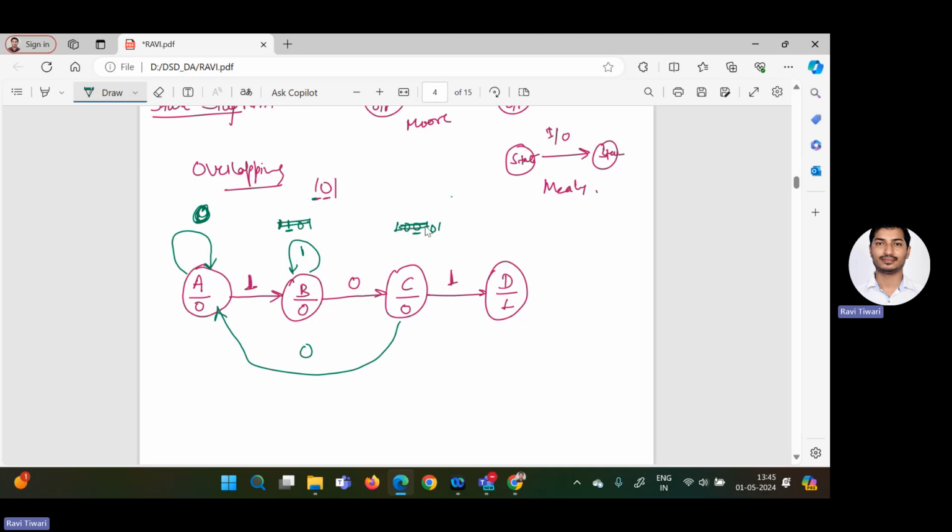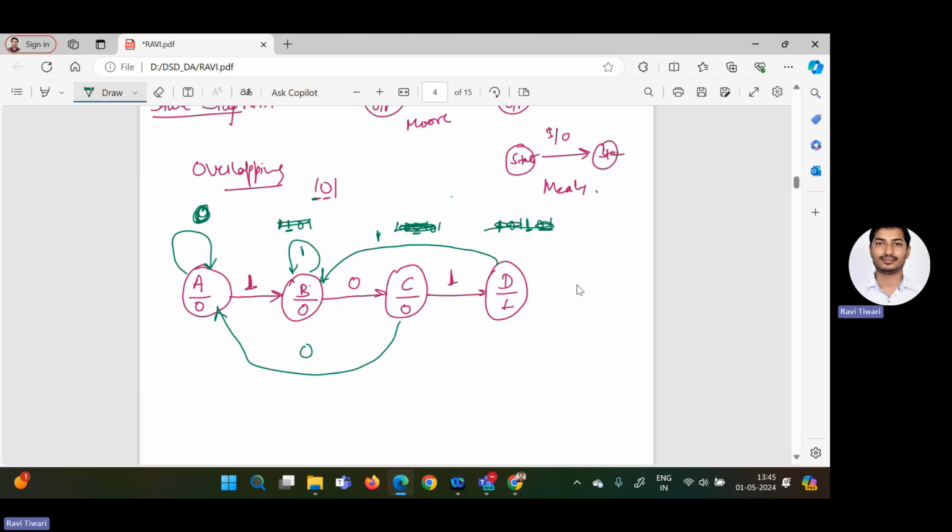Now you are in the state D. State D means what? You already received 101, right? Now, if you receive 1, then what does it mean? It means that I have only a single bit correct, because after that again I require 0, 1, right? Single bit correct state is B. Okay, single bit correct state is B. I will move to the B, and here I will write down 1. If I receive 1, I will move to B.